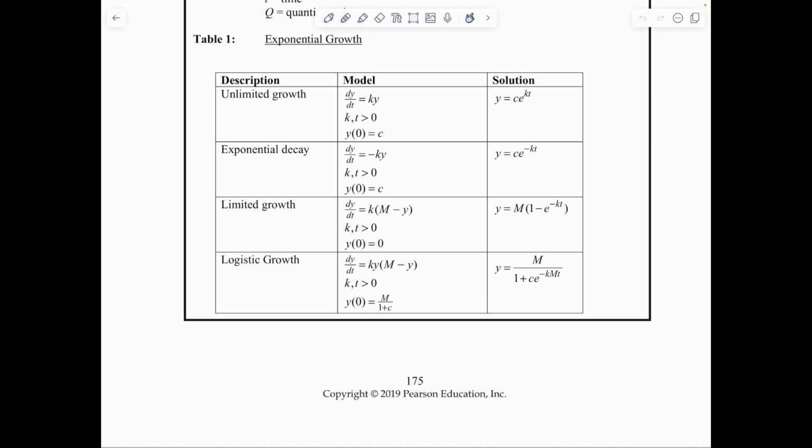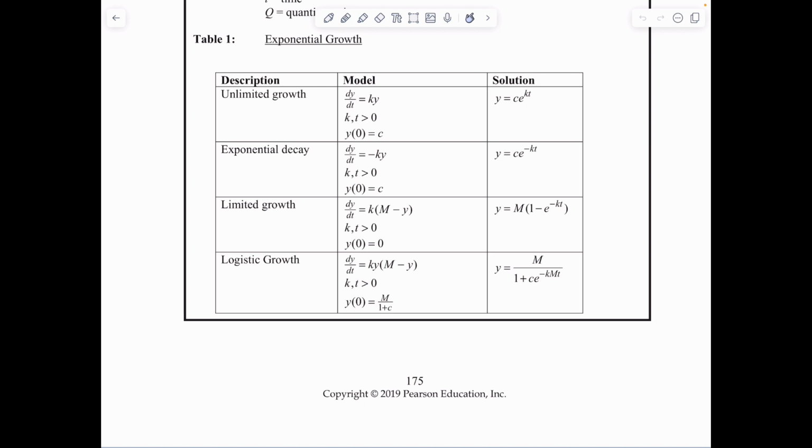And then our limited growth. This is something that's not going to just keep growing continuously; this is something where we're going to have a limit. This is represented dy/dt = k(m - y), making our solution y = m times (1 - e^(-kt)).